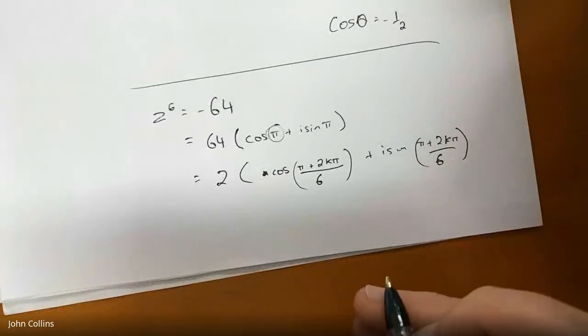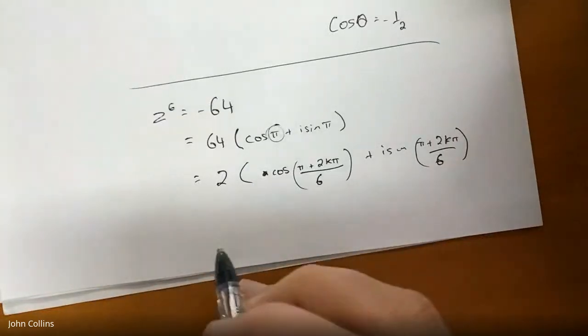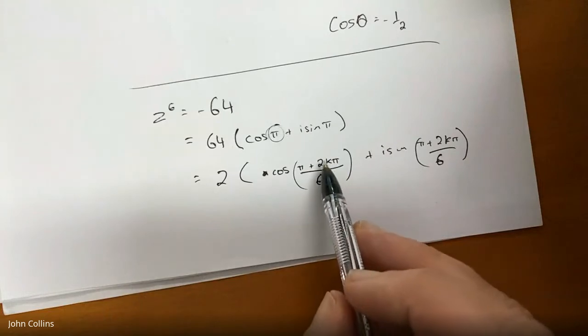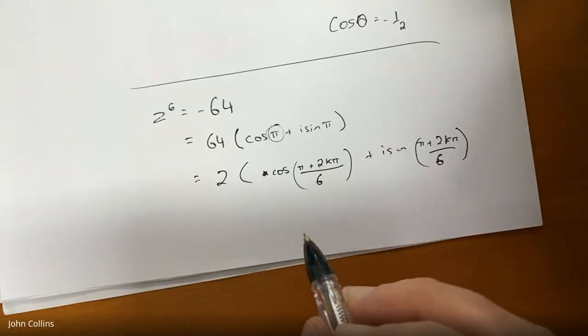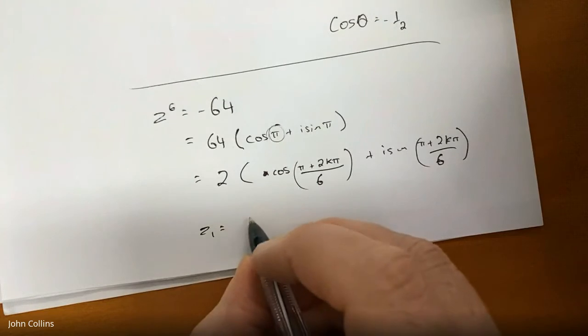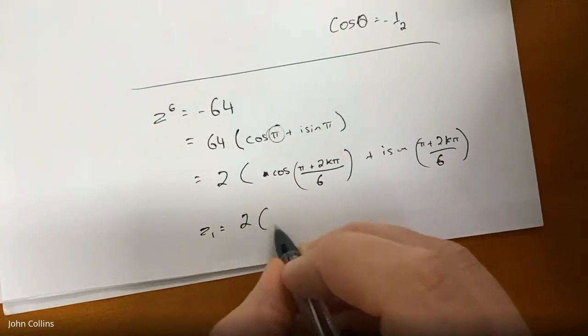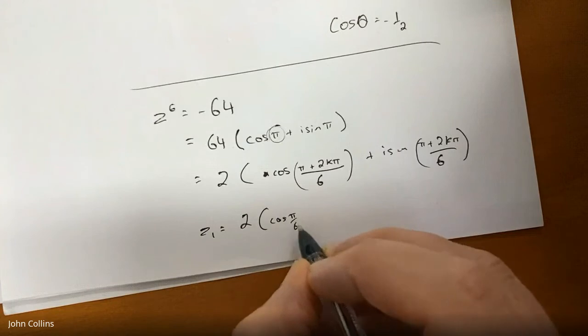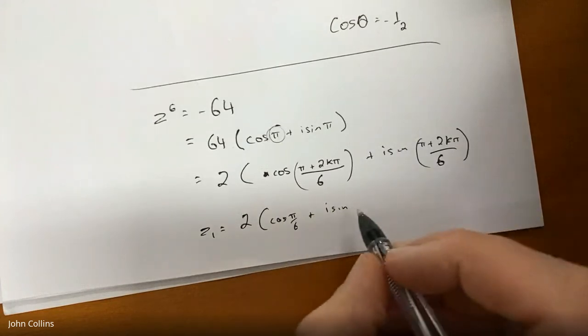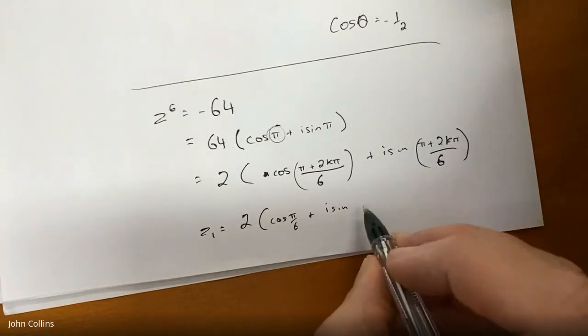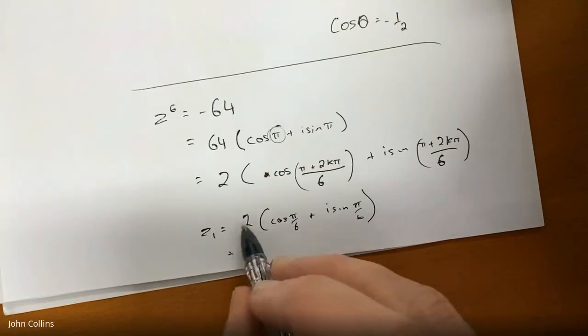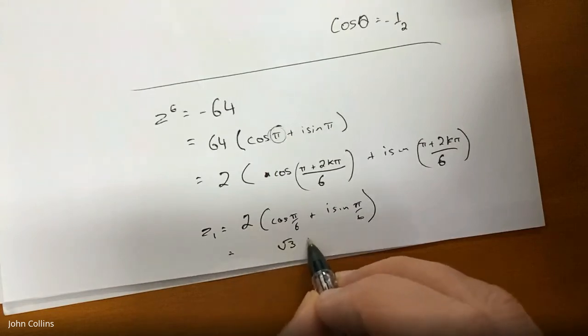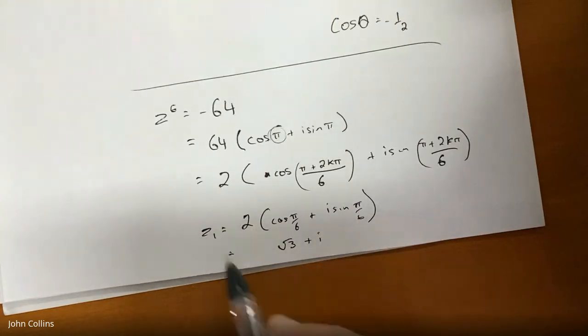Let's get some answers for this. So let's do when k is 0. So when k is 0, what do we get? We get pi over 6. For z1, that's 2 cos pi over 6 plus i sin pi over 6. What's that as a Cartesian? That's root 3 plus i. Root 3 plus i, right? Oh, yeah, because you've already divided. Yeah, so that'd be root 3 plus i, yes, because over 2 and then multiply it by 2.